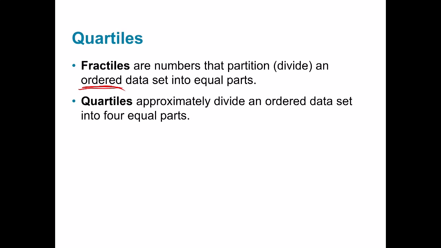For us, we're going to focus on a special type of fractile called the quartiles. With the quartiles, we're dividing an ordered data set into 4 equal parts. Think of quartiles as dividing your data into quarters, so you're cutting it into 4 equal pieces. Think of it like a Hershey bar, where you're going to share your Hershey bar among 3 other friends. That's what our quartiles do. We divide our data set into 4 equal pieces.